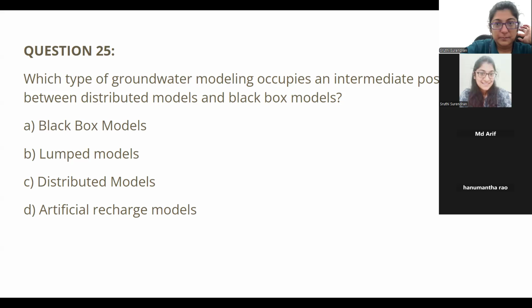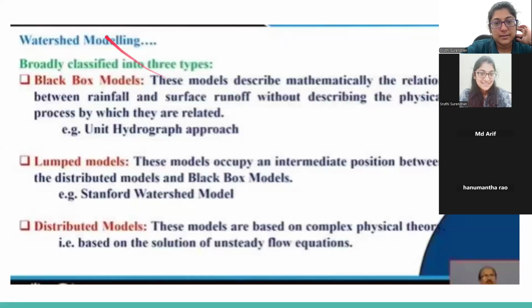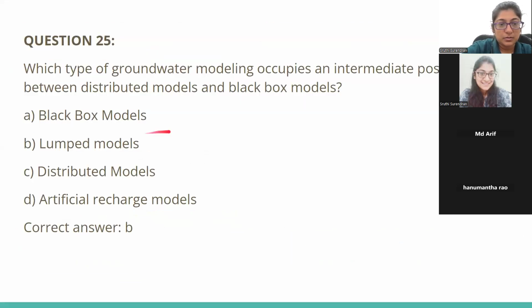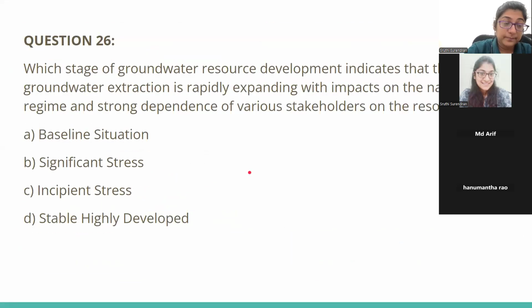So yeah, the correct answer is lumped models. It's in between black box models and distributed models. Lumped models is somewhat an intermediate between these two because it consists of statistical as well as physical based methods. Next question. So the correct answer is option B.